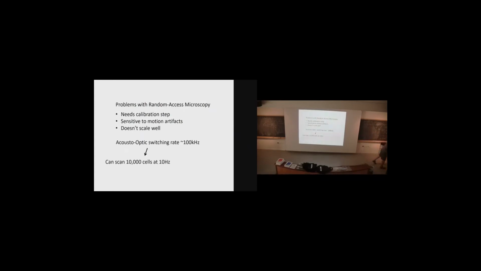Another problem is it doesn't scale very well. The acousto-optic switching rate is about 100 kilohertz. That's okay. If you want to go at 10 hertz, you can maybe visit 10,000 cells. That's fine. But let's say you want to go faster than that, and I'll explain why you might want to. Let's say you want to go 1 kilohertz. In that case, you could only visit 100 cells at a time.